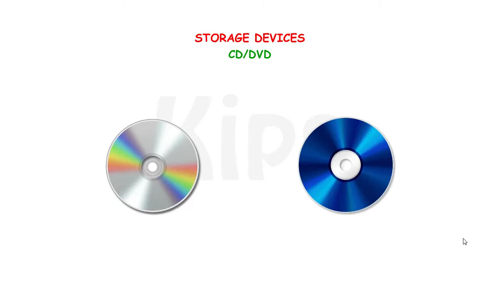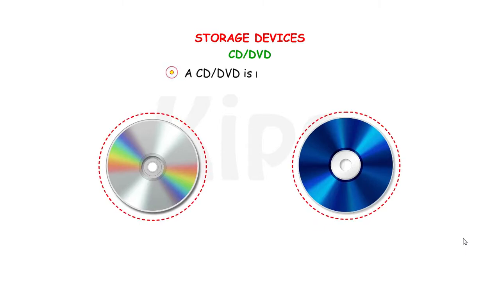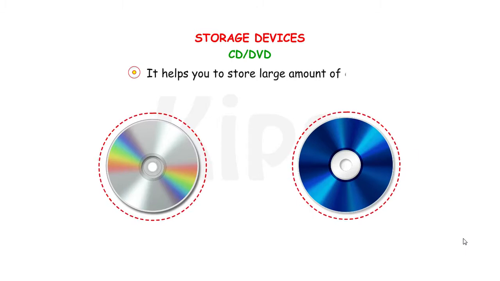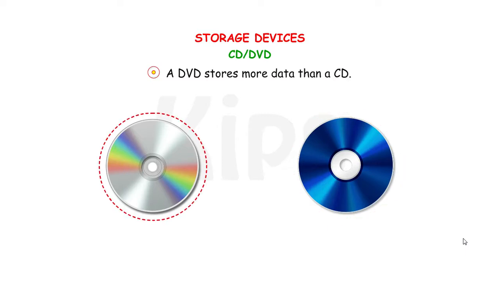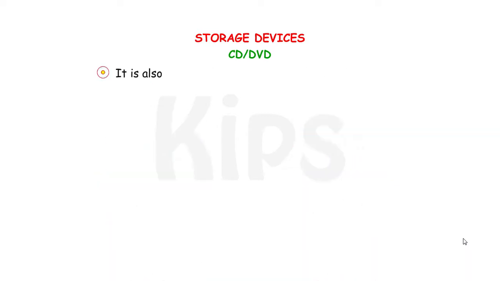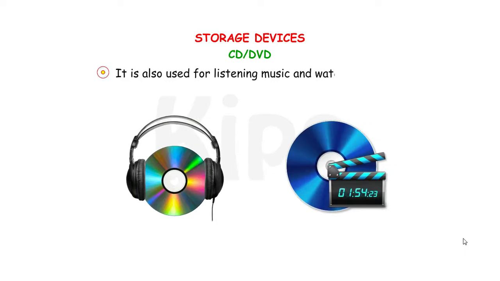CD or DVD. A CD or DVD is round in shape. It helps you to store large amount of data. A DVD stores more data than a CD. It is also used for listening music and watching movies.